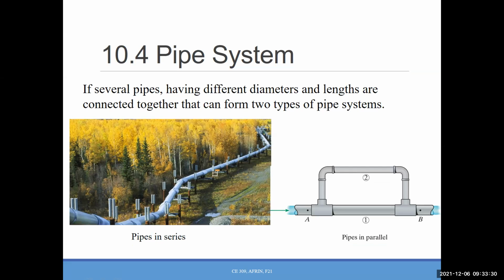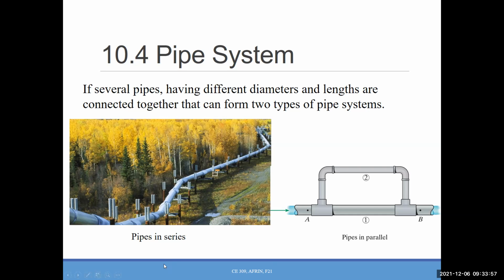Okay. As I was saying, if we have multiple pipes with different diameters, we can have different types of arrangement. And in this course, we will only focus on two common types: pipes in series and pipes in parallel. There can be other setups also, but we will cover those in your water resource engineering course, not here.